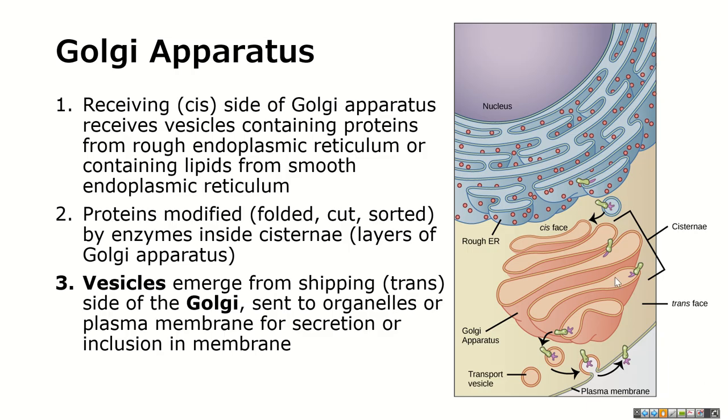And so this is going to be processed, move through these different layers of the Golgi apparatus, and then the Golgi puts it in a new vesicle.